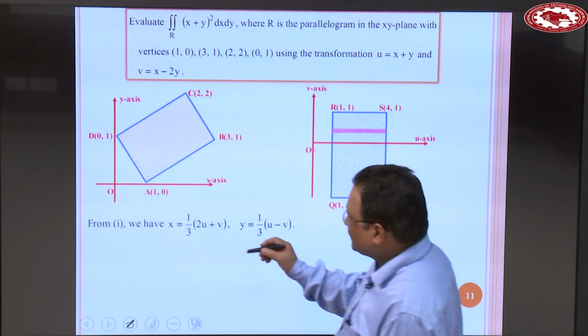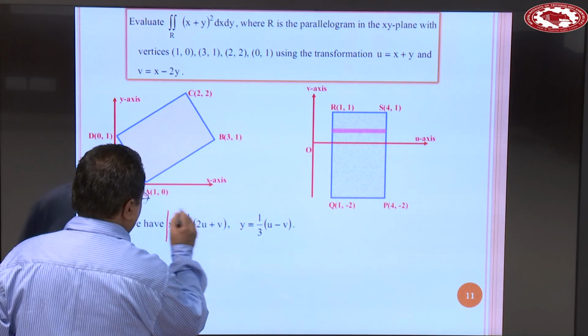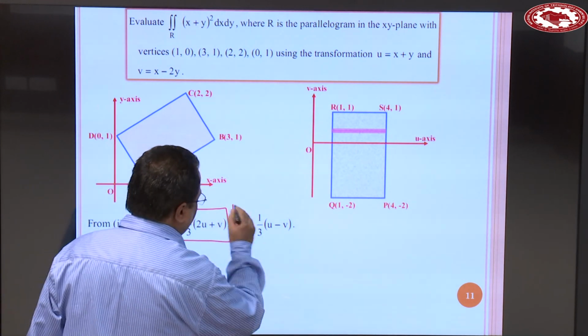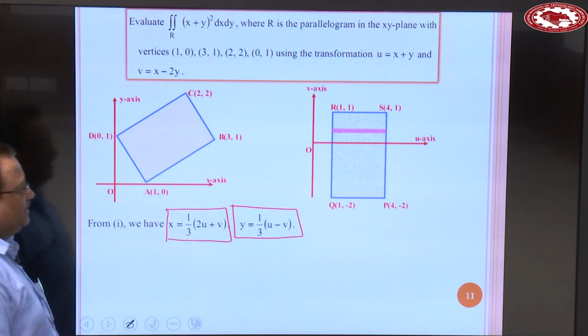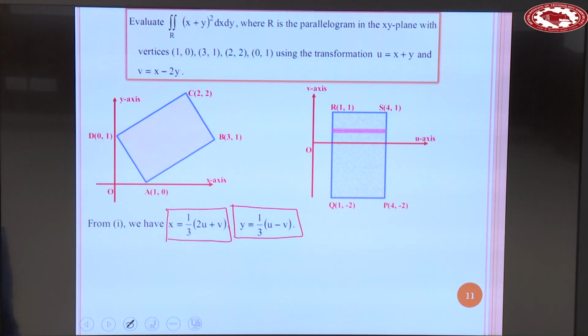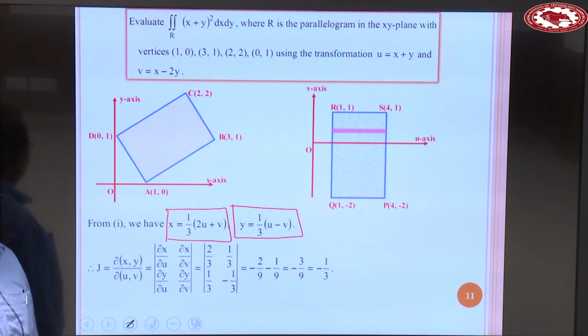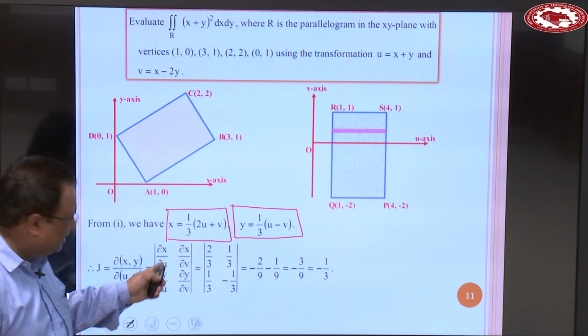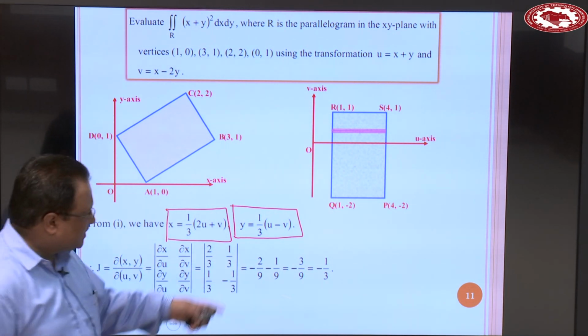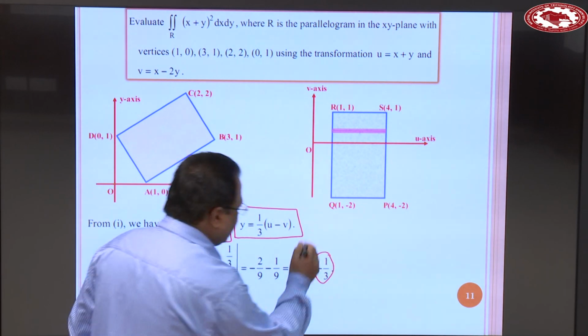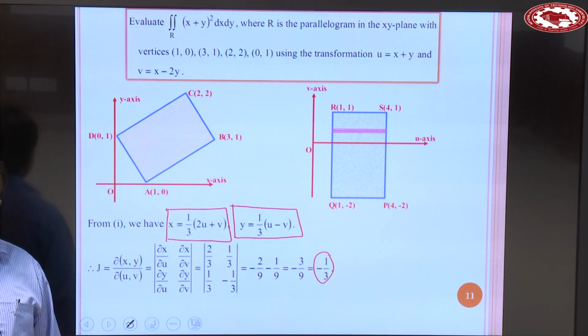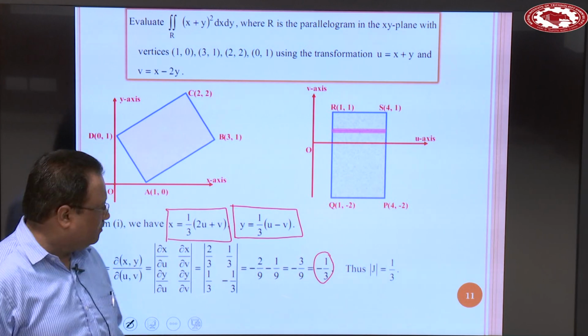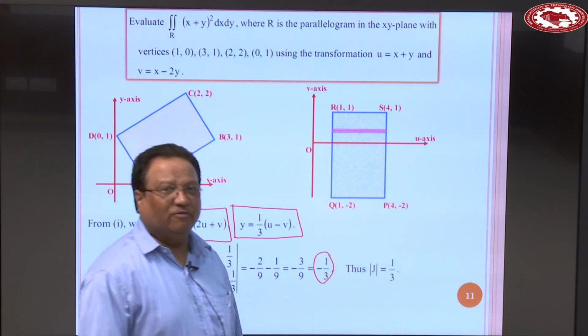So the value of x is this. By solving these two equations, the value of x is this and the value of y is this. And from these two equations, calculate the value of the Jacobian. And Jacobian is curly xy over curly uv. Solve these partial derivatives and substitute, you will get minus 1 over 3. But we need the magnitude of the Jacobian. So the magnitude of the Jacobian is 1 over 3.